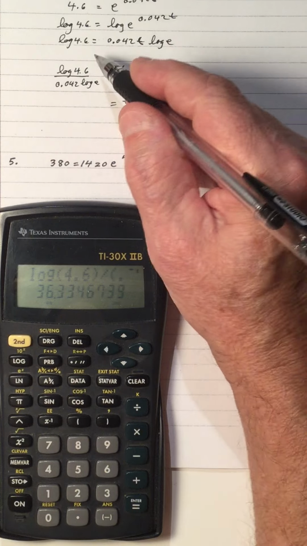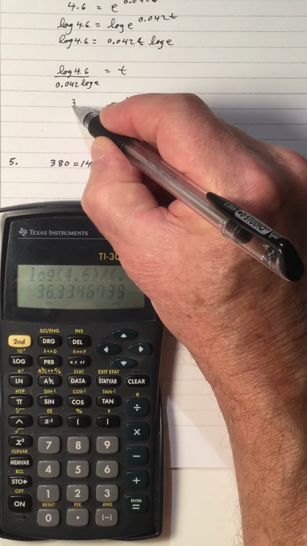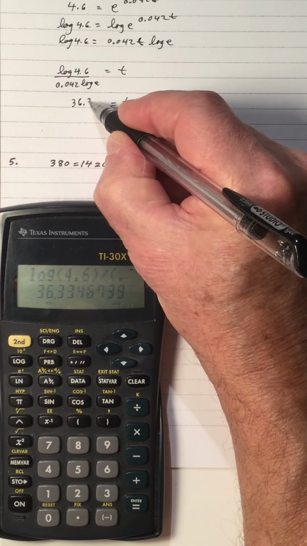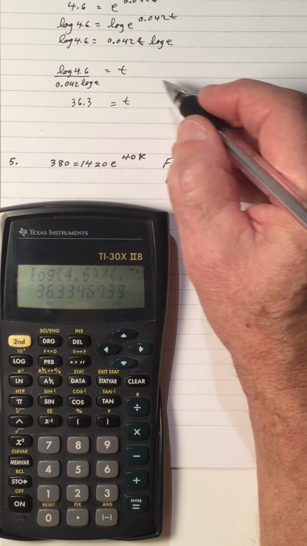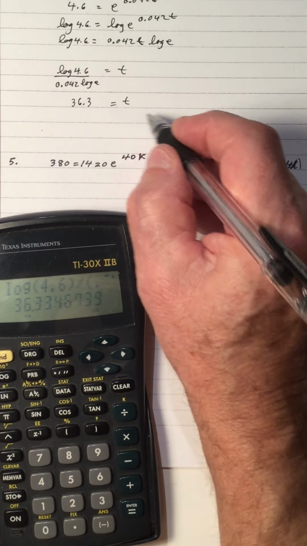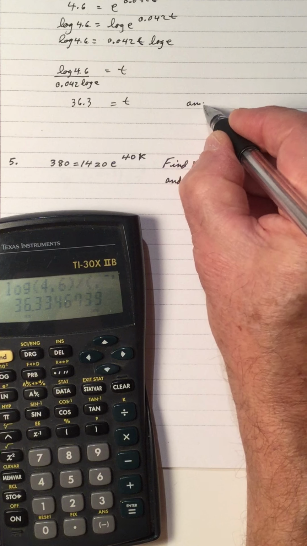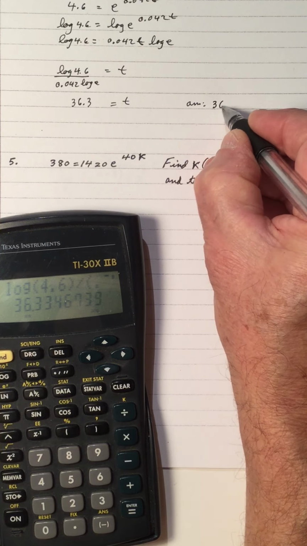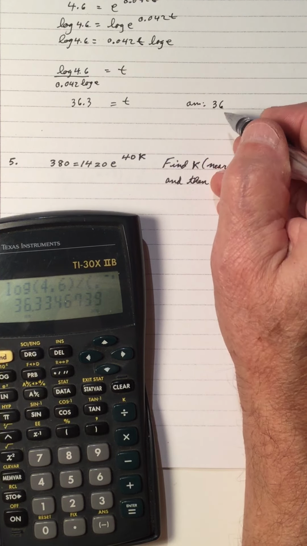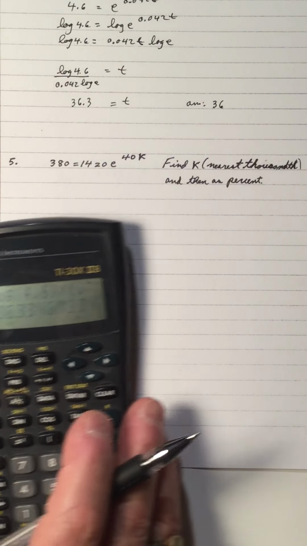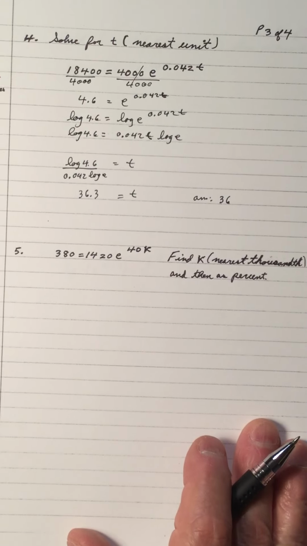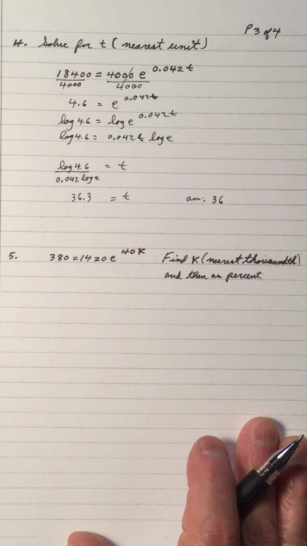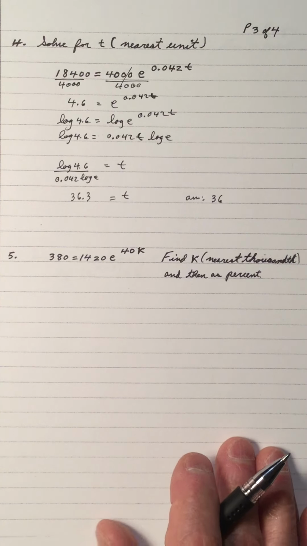$36. You've got to be careful punching in the numbers. So 36.63, and to the nearest unit, the answer for time is 36. Okay, gotta be careful. Manipulating the calculator takes a lot of practice.